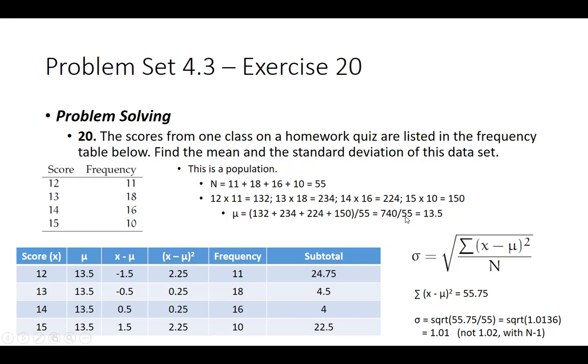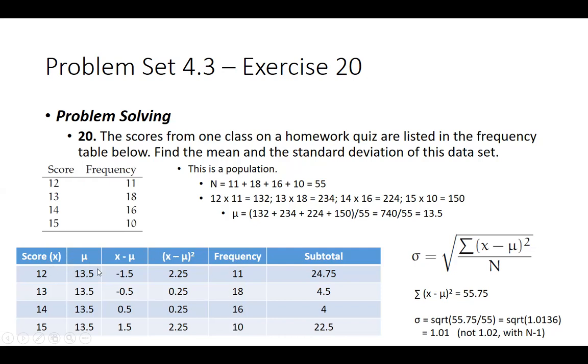740 divided by the 55 that we have. That's adding them up and dividing by how many? 740 divided by 55 gives us 13.5. So mu, the mean, is 13.5. Going on to find standard deviation. We need a row for every score. And we're not going to list out 11 12s and 18 13s and 16 14s and 10 15s. We'll take care of that with a frequency column towards the end.